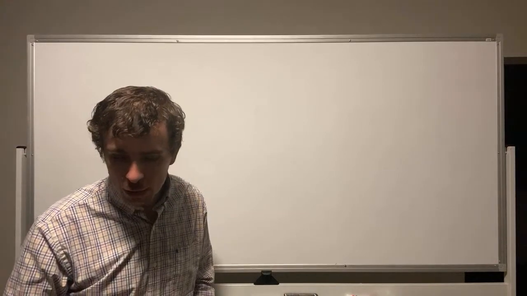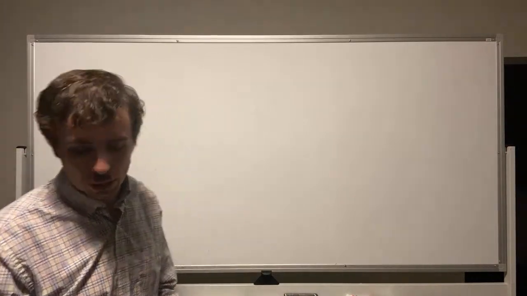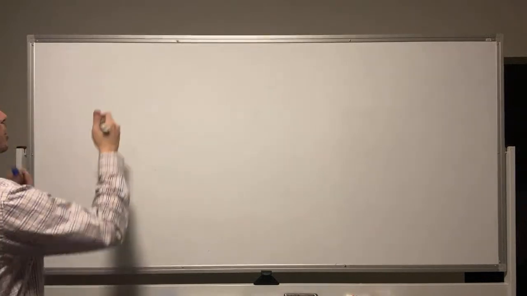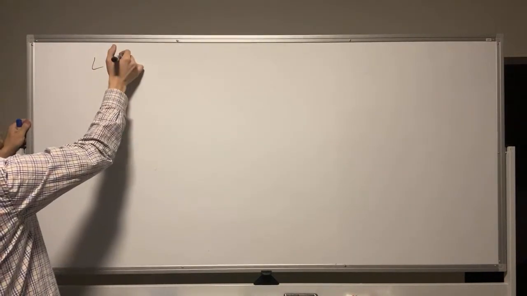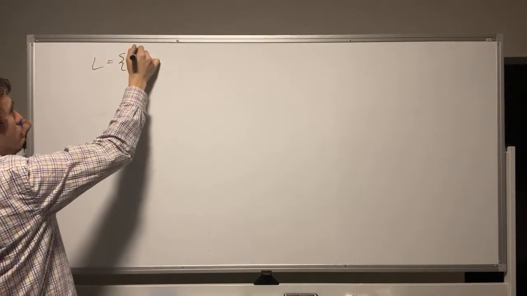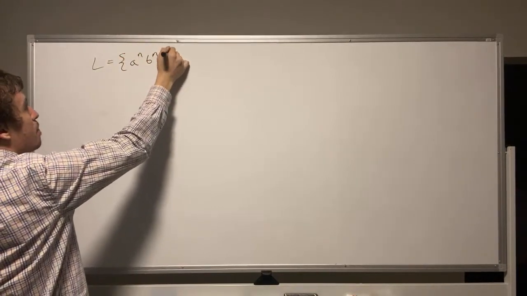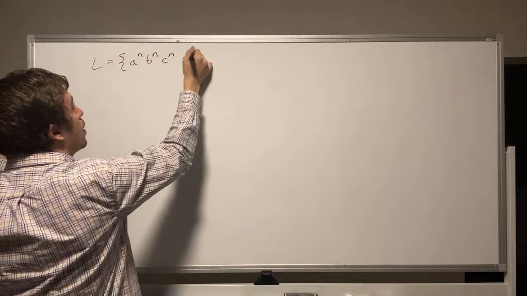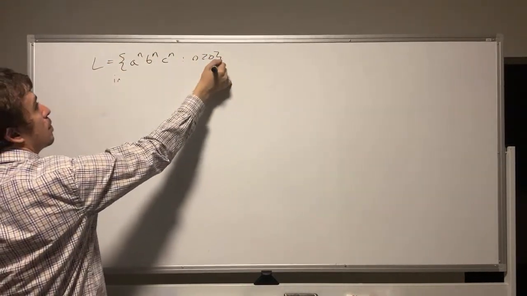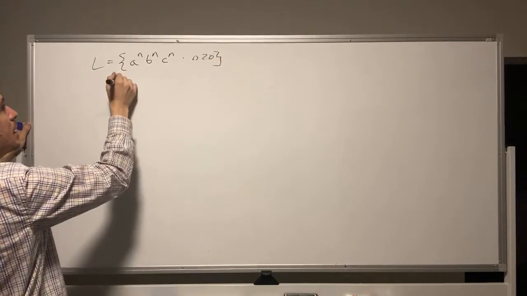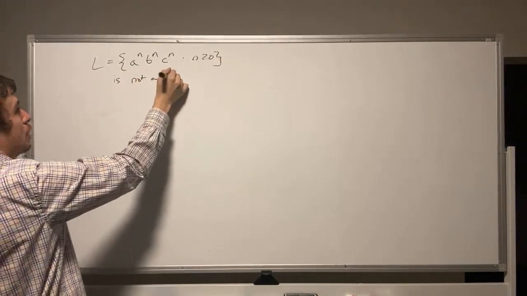Can you show why context-free languages are not closed under intersection? Sure. So we know that the language A to the n, B to the n, C to the n, where n is at least 0, is not a context-free language.